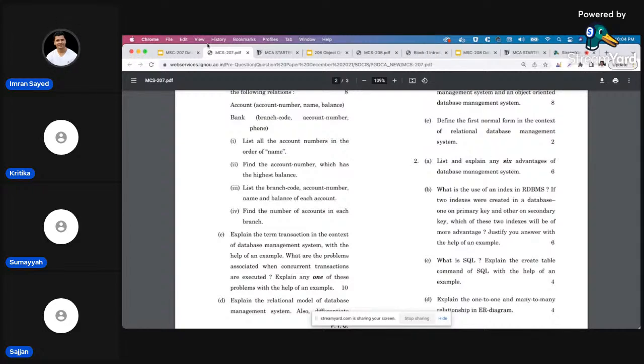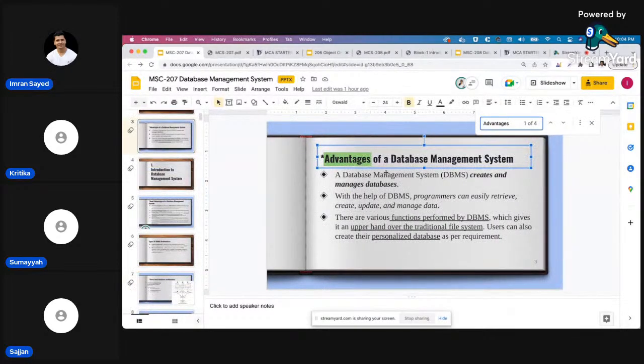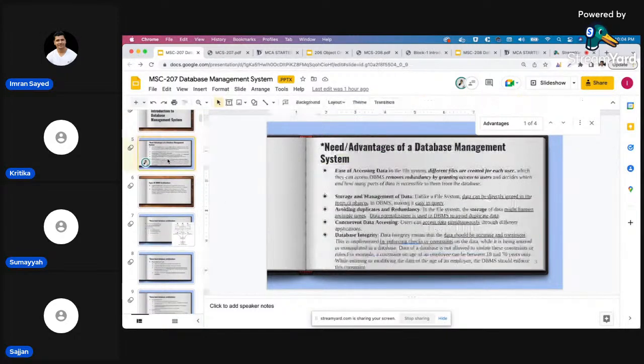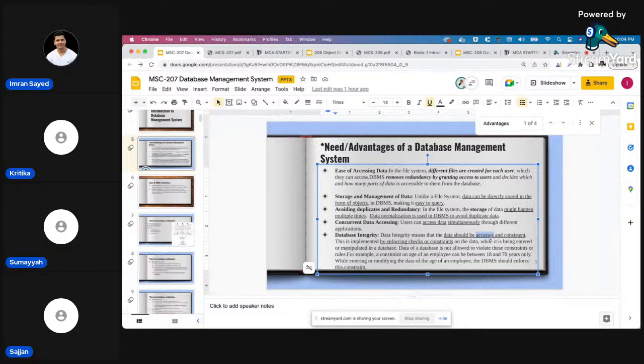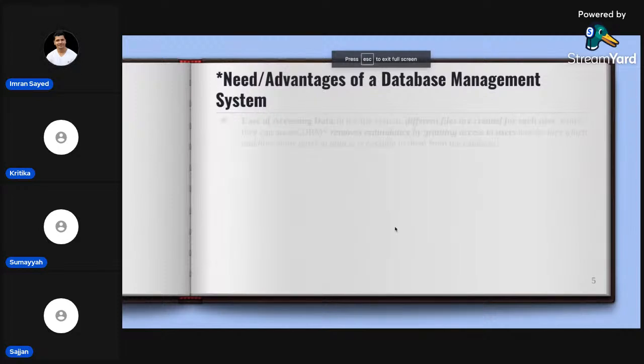And what was that? There was one word for that. One second, I'm forgetting. Advantages. Accurate. Yes, accurate and consistent. Integrity means accuracy and consistency. So yeah, good. I think I'll be able to write it.